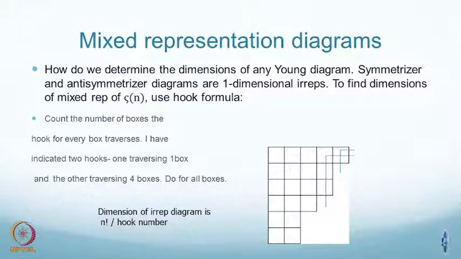I put the hook number here, and I said that the dimension of the irrep is n factorial divided by the hook numbers. So, there will be n hook numbers here which you have to multiply and write in the denominator and then figure this out. Someone can quickly do the other one also and check what I am saying is correct. This will have hook numbers 1, 2 and 3.